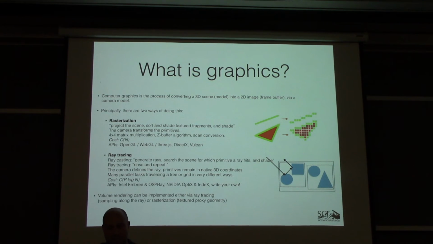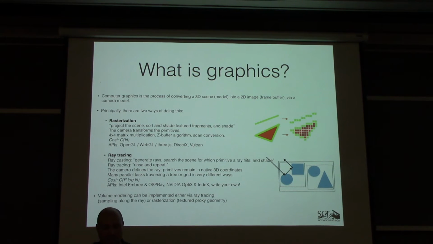Ray tracing is probably a more general algorithm. The idea here is to generate the rays from the eye, then search through the scene to find out where a primitive hits a ray, and then shade there. And that's the idea of ray casting. And ray tracing is really the same idea, except you're doing this recursively over and over until you've decided you've done enough work or you need to terminate the ray.